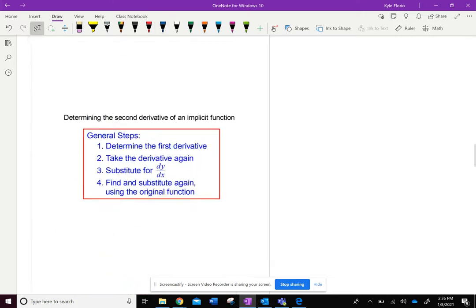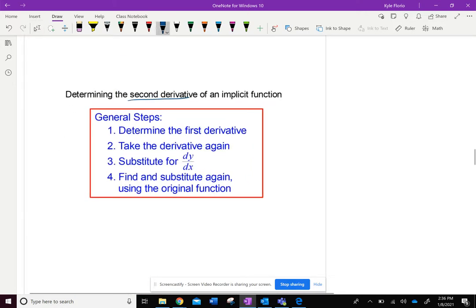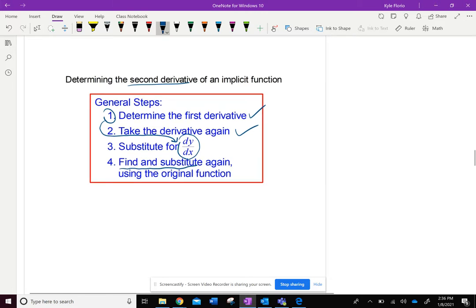Okay. Now for taking the second derivative, so that's like the second half of this. Repeat the steps to take the first derivative like normal. When we take the derivative again, you're going to get a dy dx to show up. We're going to substitute what we got for step 1. Whatever the first derivative is, we're going to substitute that in for dy dx. And then there's going to be some sort of find and substitute again, and you'll see what I mean by find and substitute again. So these steps will make more sense after I do one.